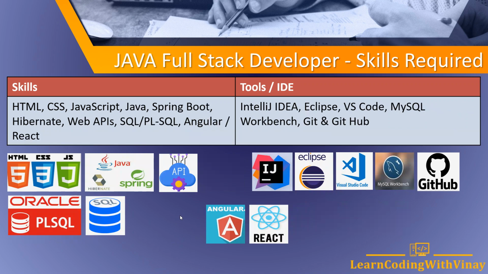I'll move to the next. Now the second option is Java full stack developer. If you want to become a Java full stack developer, then again HTML, CSS, and JavaScript will remain primary for any web development. The next things you should learn are Java, Spring Boot, Hibernate, writing APIs in Java, SQL and PLSQL. Here I have written SQL and PLSQL because, as per my experience, projects written in Java usually use Oracle as a background.